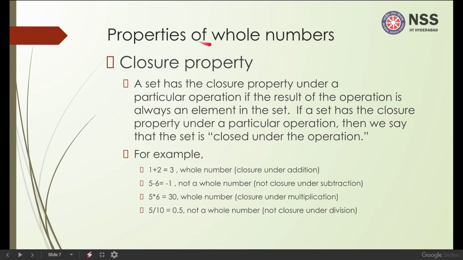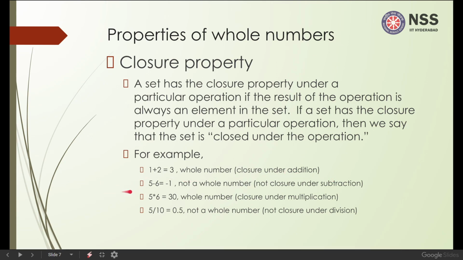Now let us try to understand a few properties of whole numbers. First, closure property. If we have a set with elements inside it which could be numbers, and if we apply an operation between two elements, and if the result of the operation gives us an element which belongs to the same set, then we can say that the set is closed under that operation. Let us try to understand this with the help of an example. So if we add two whole numbers like 1 plus 2, we get 3, which is also a whole number. Therefore, whole numbers are closed under addition.